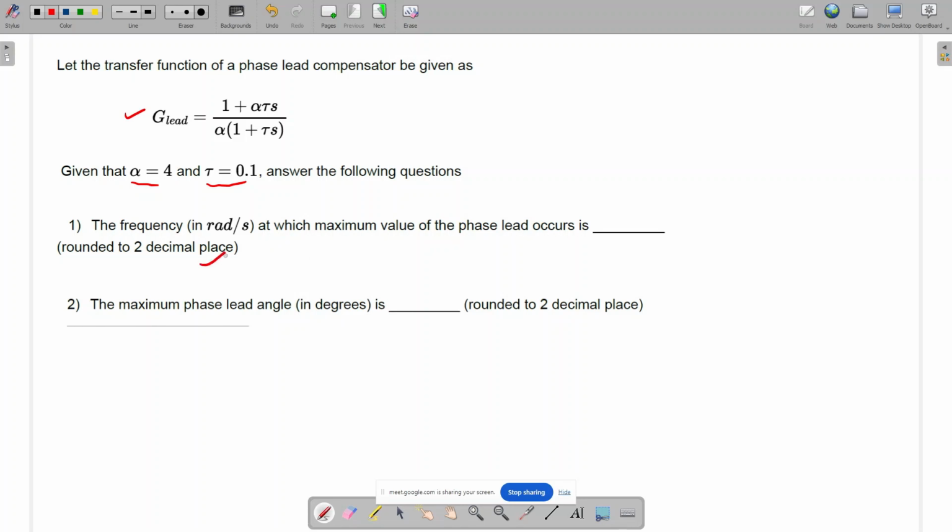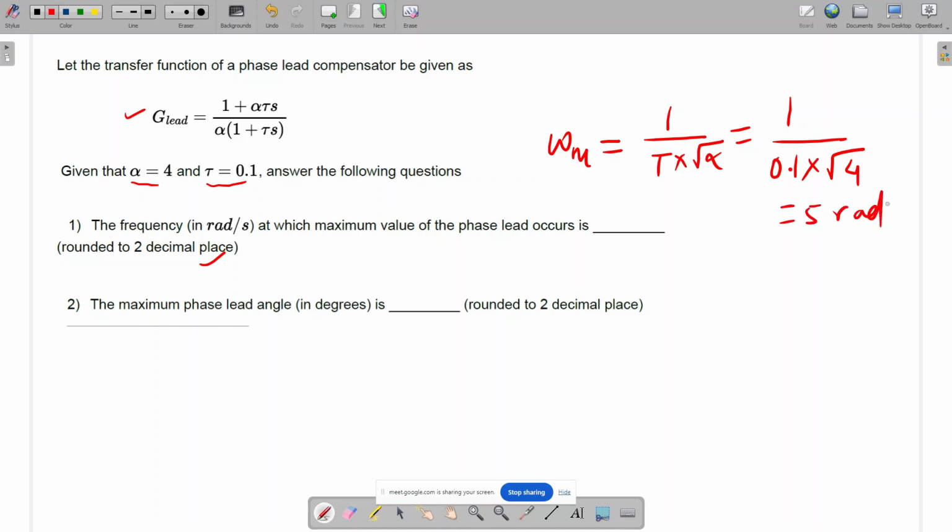This derivation is already covered in the video lectures that you can refer. The formula is: omega m is the frequency at which the maximum phase lead will occur. We can calculate omega m as 1 by T into under root alpha. T is given here as 0.1, so 1 divided by 0.1 into root 4. How much will this be? 10 by 2, so it is equal to 5 radian per second.